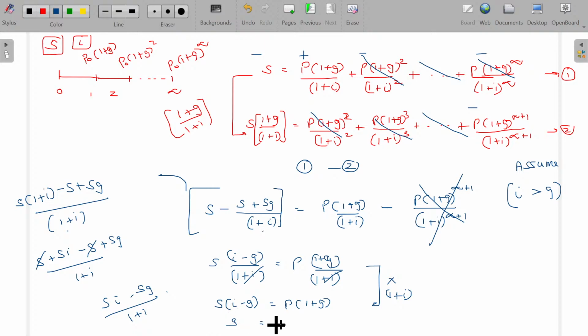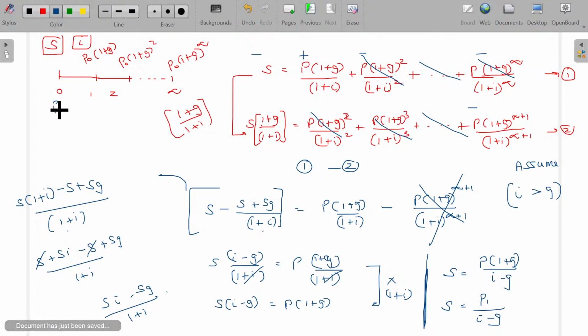Finally, S is equal to, next step, S is equal to P into 1 plus G divided by I minus G, or S is equal to P1 divided by I minus G.